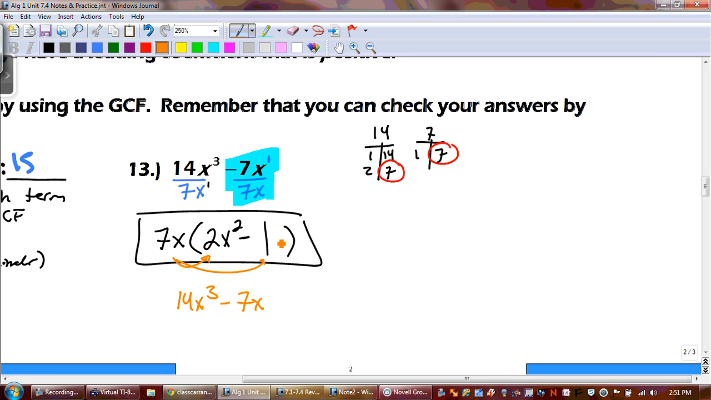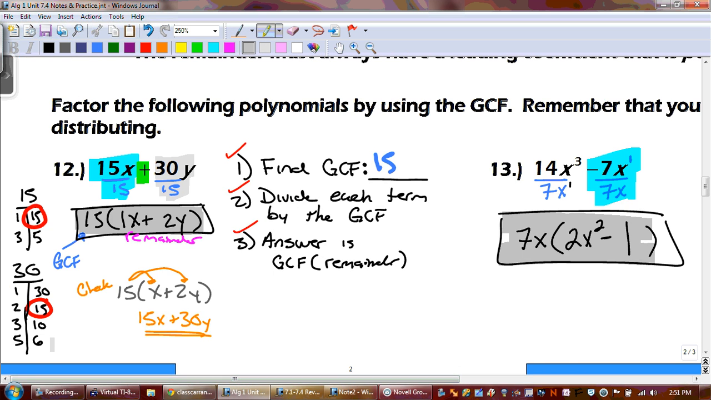And if you had a 0 there, you wouldn't get that negative 7x, okay? So do the check to check your work, okay? All right, let's move on down.